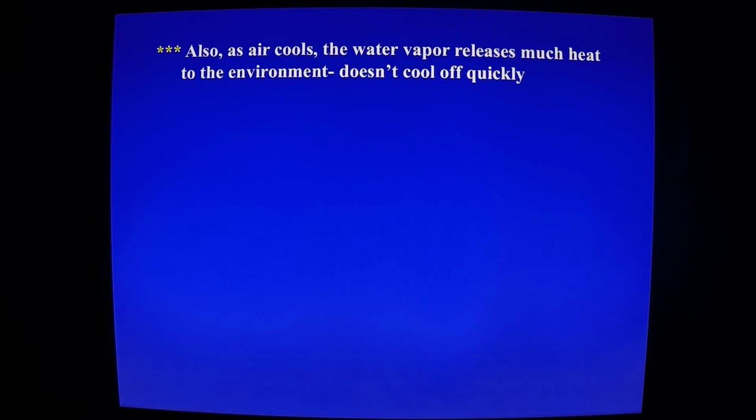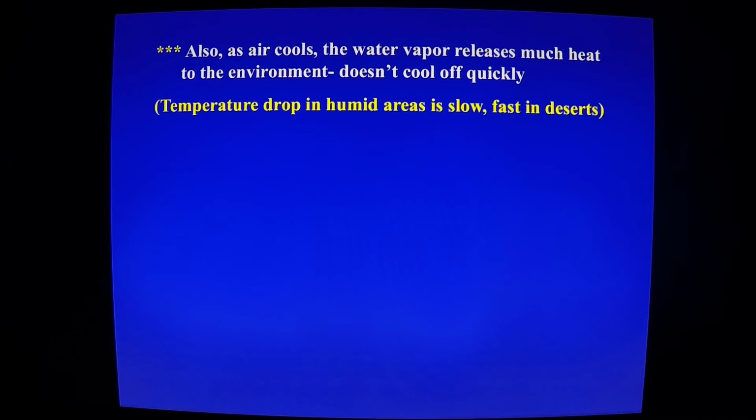So as air cools, in order for it to cool, it has to release that heat to the environment. If you have a lot of water vapor, then you have a lot of heat to get rid of. So it takes a while. It just takes longer for all of that heat stored in that humidity to dissipate into the environment. So the temperature drop in humid areas is pretty slow. If you go to the deserts, or even here in Colorado in the summer, it's pretty fast.